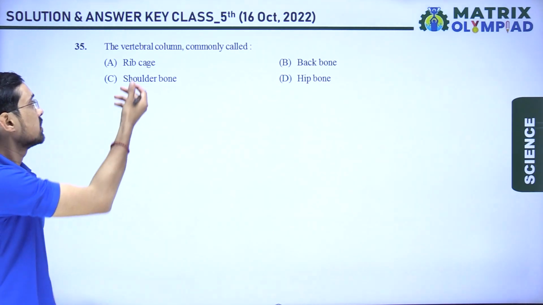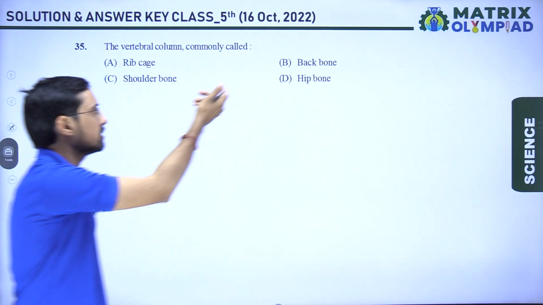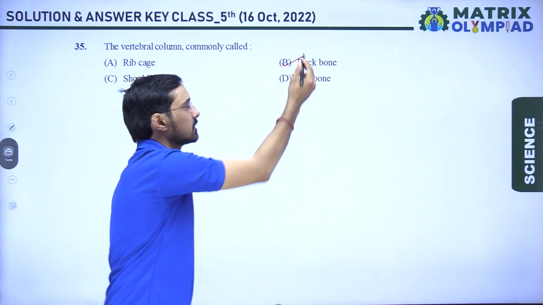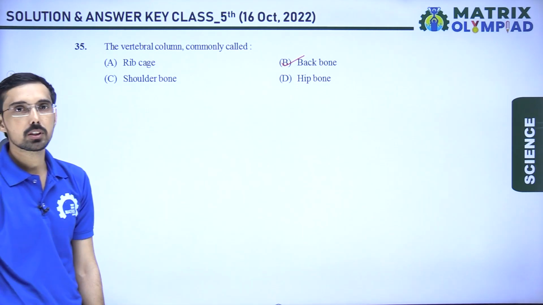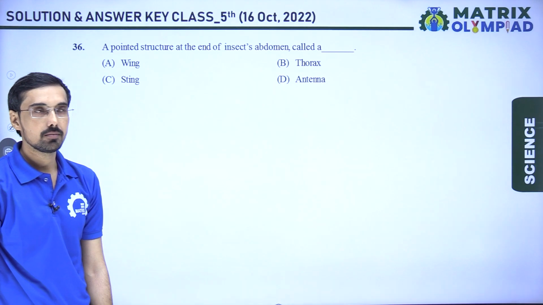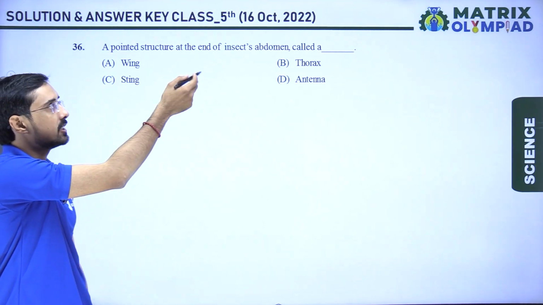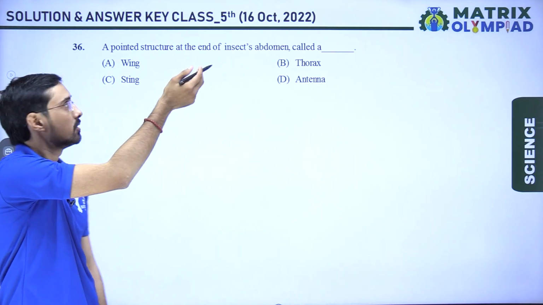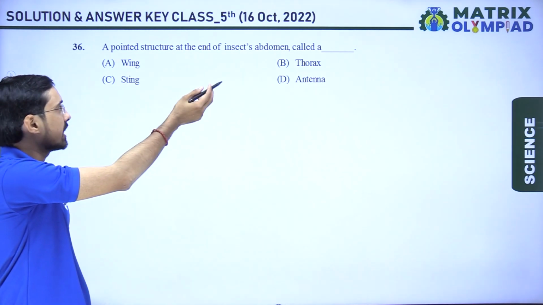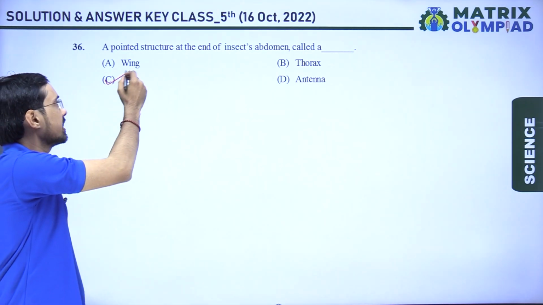Next question is, the vertebral column commonly called as rib cage, not answer. Backbone, it is a correct answer. It helps in a support system provided to a body. Next question. A pointed structure at the end of insect abdomen is called wing, thorax, sting and antenna. The correct answer is sting.